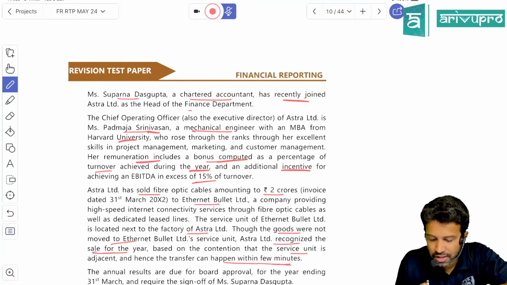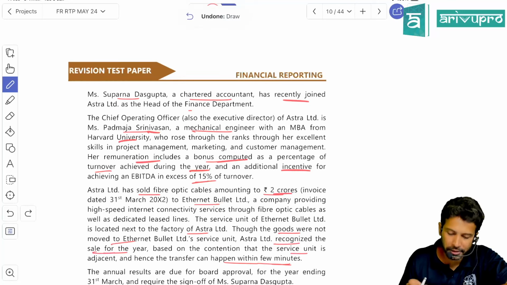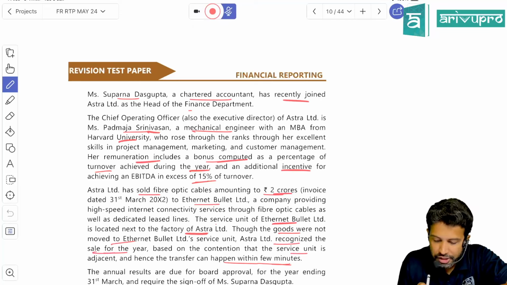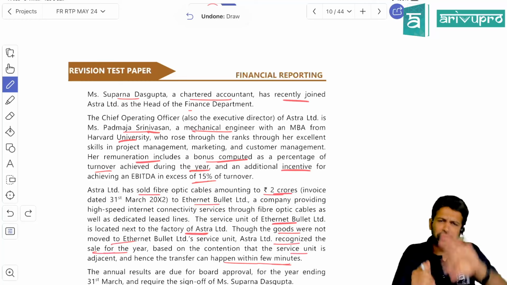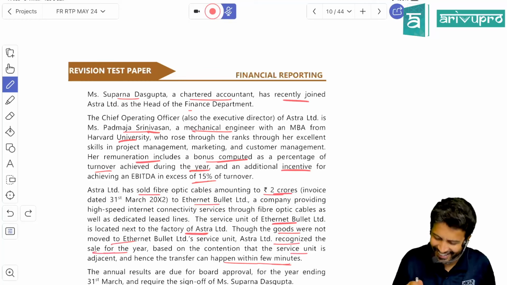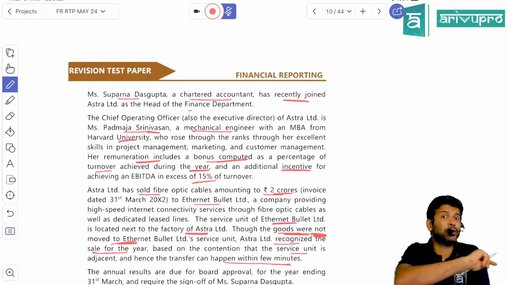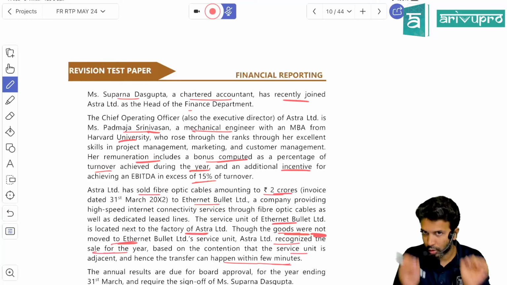Now Astra Limited has sold fiber optic cable amounting to 2 crore rupees to Ethernet Bullet Limited. The service unit of Ethernet Bullet is located next to the factory of Astra, so our factory and the customer location are adjacent, next to each other. Though the goods were not moved to Ethernet, you can recognize the revenue based on the previous paragraph, when the goods are delivered to the customer. Here, have we delivered the goods?